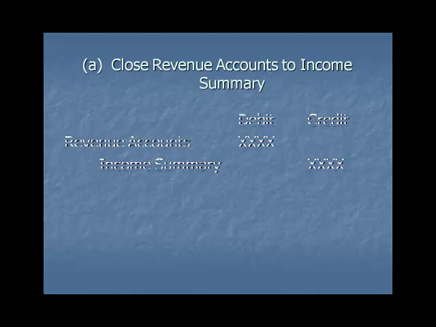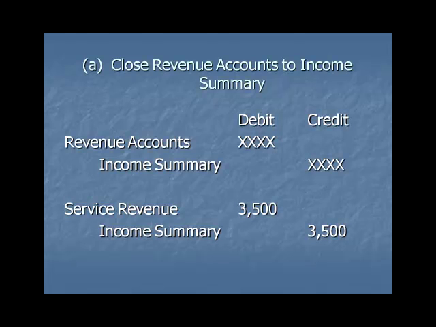Transaction A, which we started with in the list, was to close revenue accounts to income summary. And to do that, we know that revenue accounts have a normal credit balance. Therefore, to close them, we need to debit them. So we're going to debit all the revenue accounts that we have, and we're going to credit the total of those to the income summary. In our case, we have service revenue as our only revenue account in those 6 that we have. So we debit service revenue $3,500 and we credit income summary $3,500.